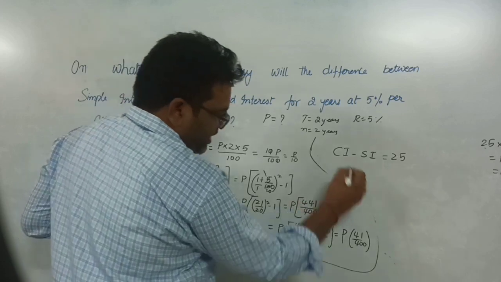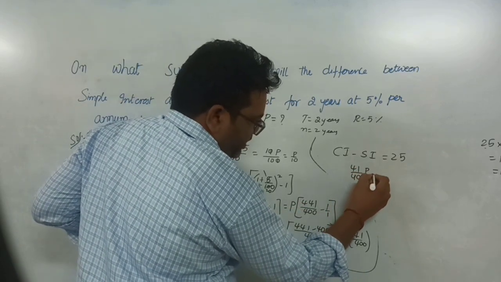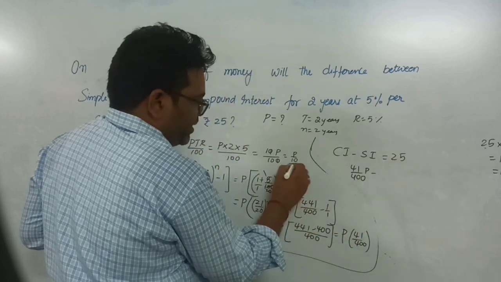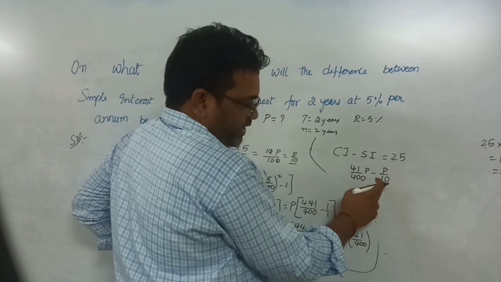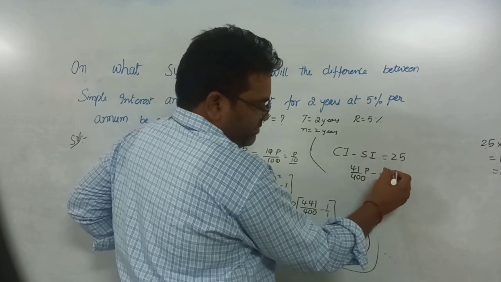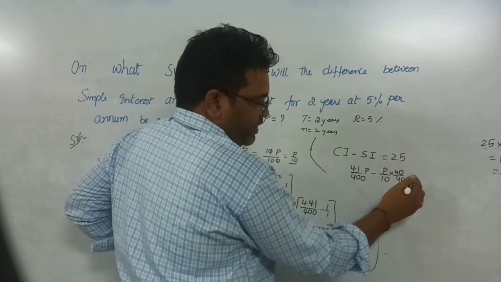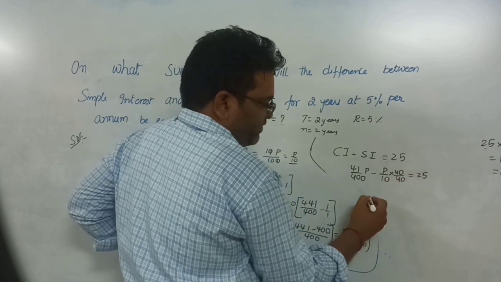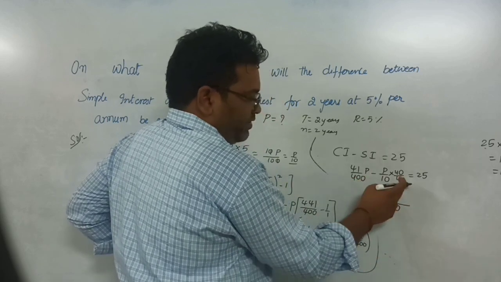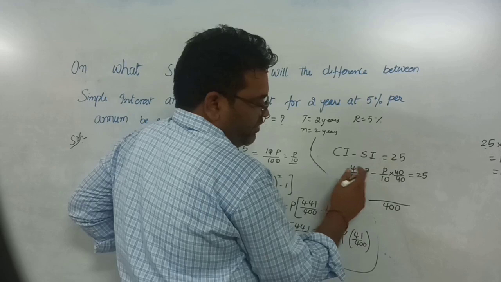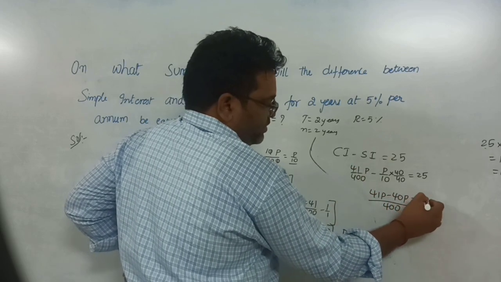Now the CI value is 41 by 400 into P, minus the SI value we got, P by 10. So the denominator is 400, and here for 10 we multiply and divide by 40. You will get 40 into 10, which is 400, and it equals 25. So the denominator is common, 400, 40 into 10 is also 400. So 41P minus 40P is equal to 25.